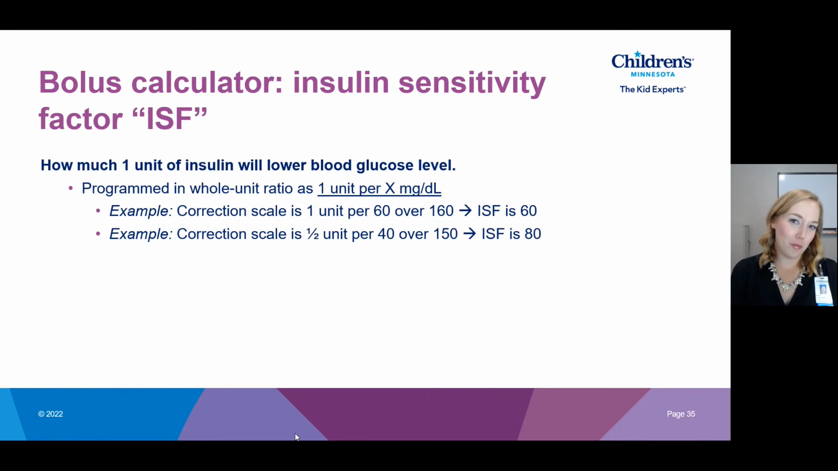Now, same thing with the carb ratios. If you are currently using a half unit correction scale, we will need to convert that from a half unit scale to a whole unit scale. So for example, if your correction scale is a half unit for every 40 points over 150, your insulin sensitivity factor is 80. So a half unit for every 40 points, 1 unit for every 80 points. Same ratio, just a different way of looking at it.